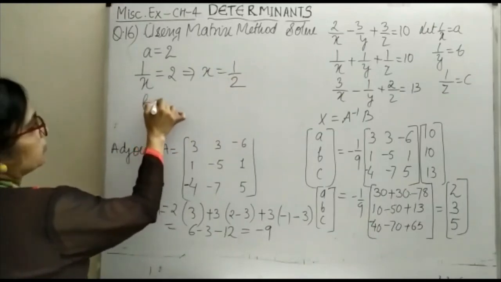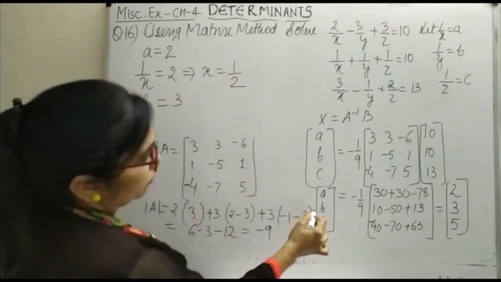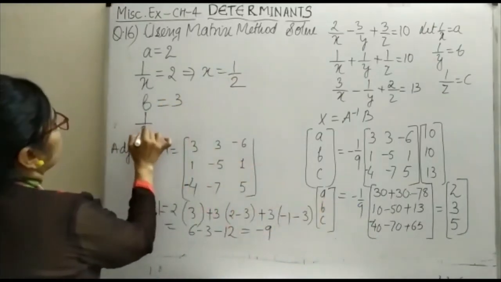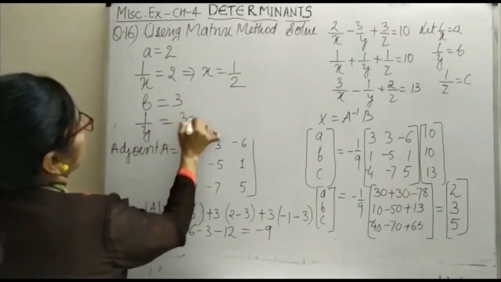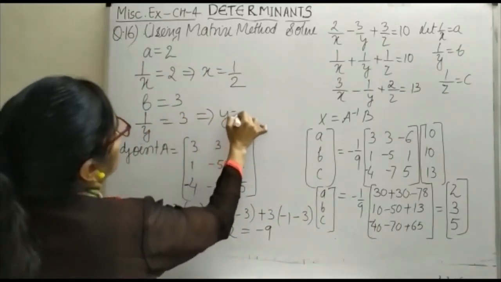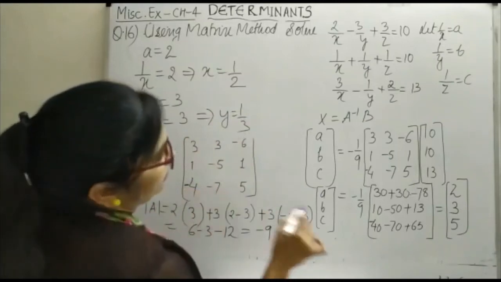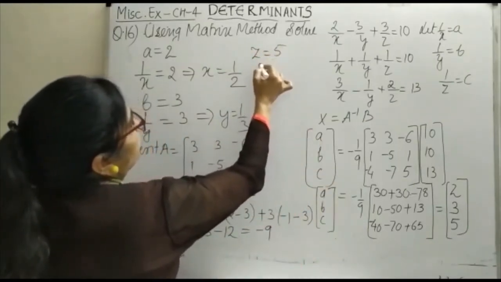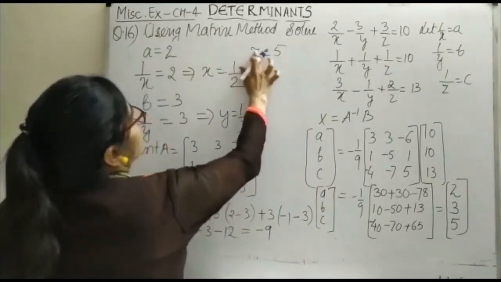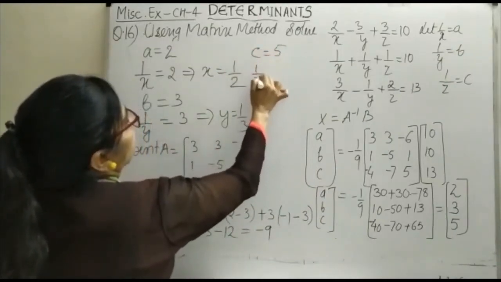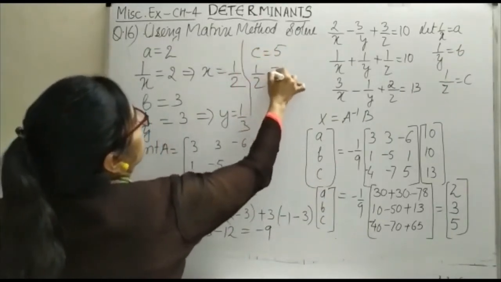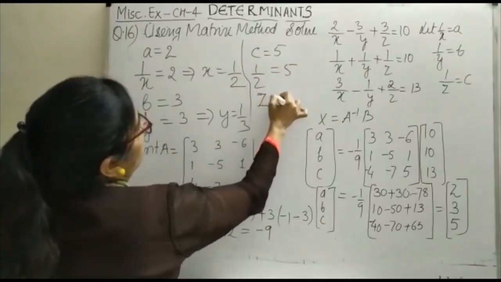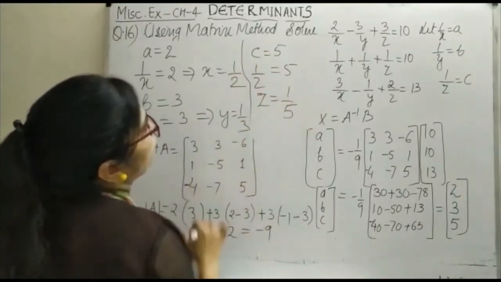Similarly, B is equal to 3. What is B? That is 1 upon y is equal to 3 implies y is equal to 1 upon 3. Then Z is 5. Then, not Z, sorry, C is 5. So 1 upon Z is equal to 5 and your Z is equal to 1 upon 5.